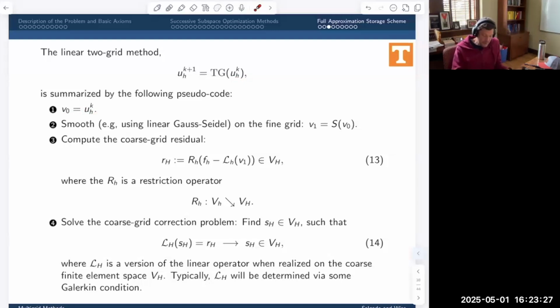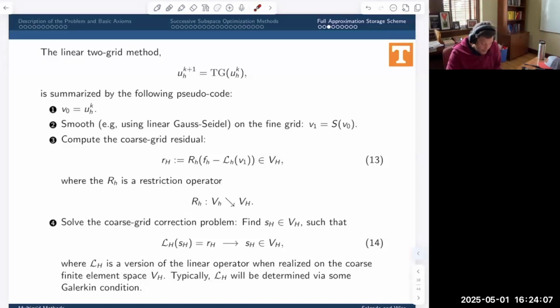Then the next thing I'm going to do is smooth using a linear Gauss-Seidel method on the fine grid. And after I do that, I'm going to call that V1. Okay, so that's smoothing using linear Gauss-Seidel or linear damped Jacobi or Richardson's method, whatever you want to use there. You do the smoothing and you get the V1 out. Now, V1 is an approximation to the true solution, maybe not such a great approximation. And so, because it's not an exact solution, it has an error and a residual associated to it.